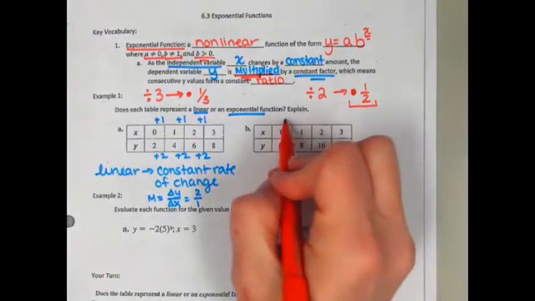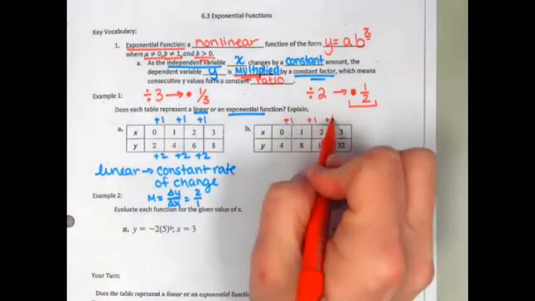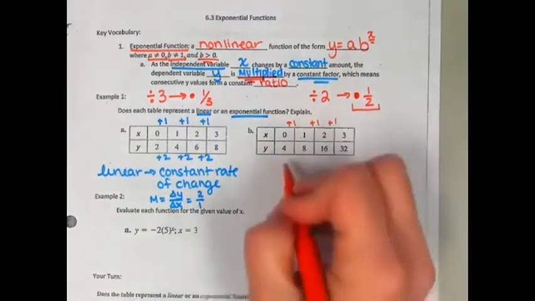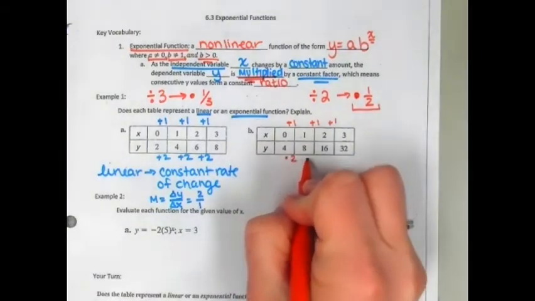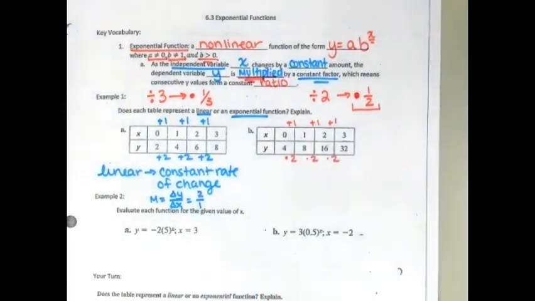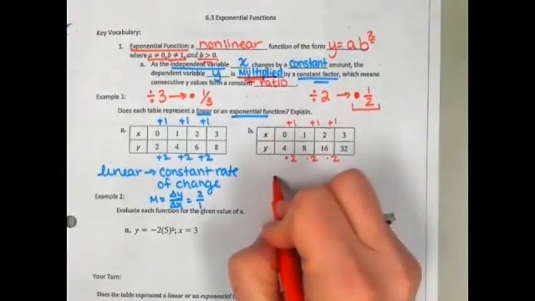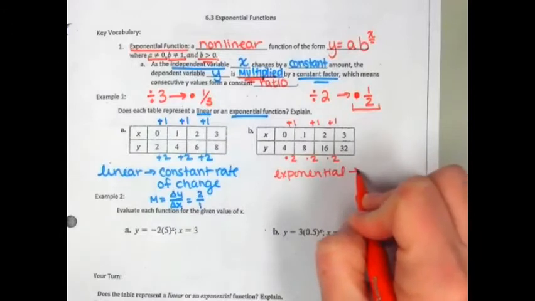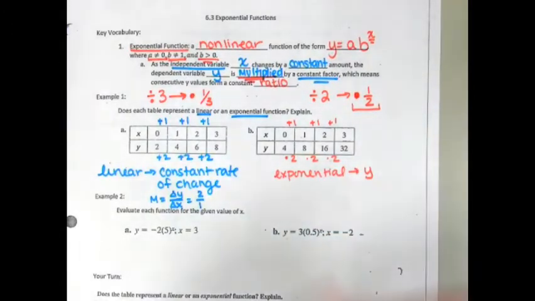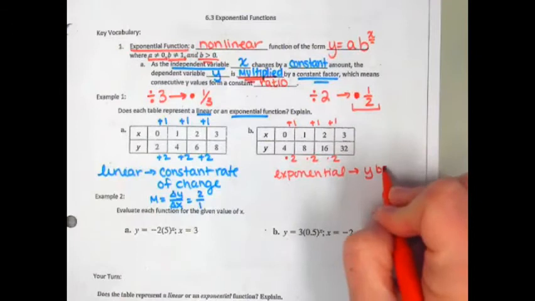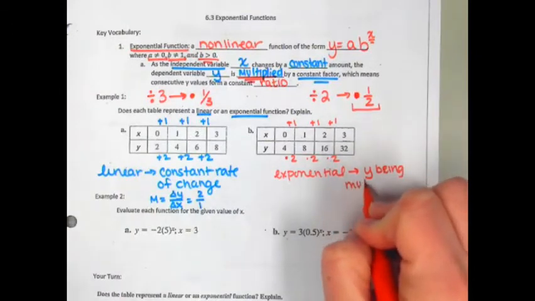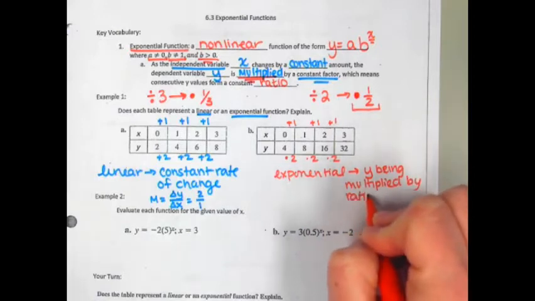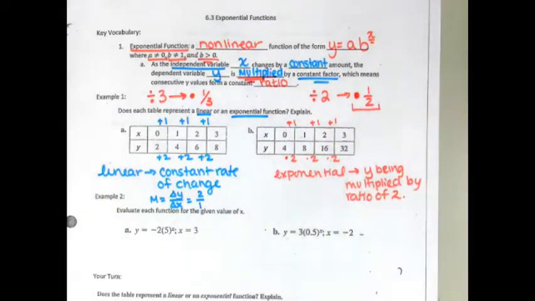My x is still increasing by 1, but what is happening to my y's? It is being multiplied by 2 each time. So would this be linear or exponential? It's exponential. Why? Because my y is being multiplied by a ratio of 2.